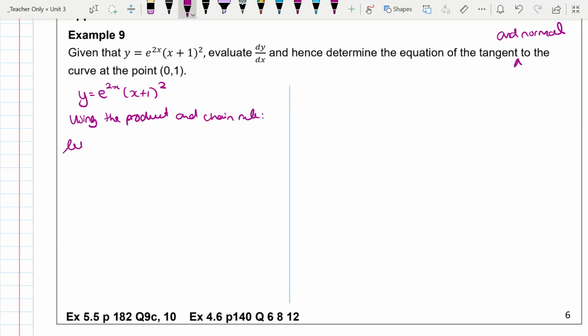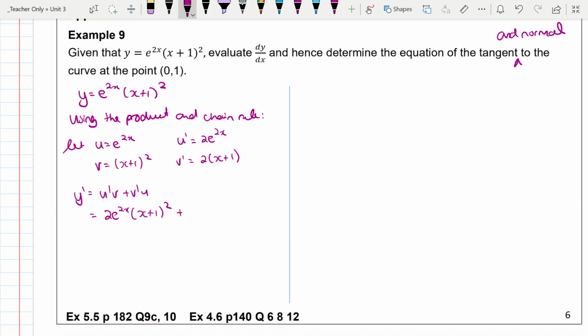Okay, let's let u equal e to the 2x, v will be x plus 1 all squared, u dashed will be 2e to the 2x, and v dashed will be 2 times x plus 1. So y dashed will be u dashed v plus v dashed u, and that will be 2e to the 2x times x plus 1 squared plus 2e to the 2x times x plus 1.